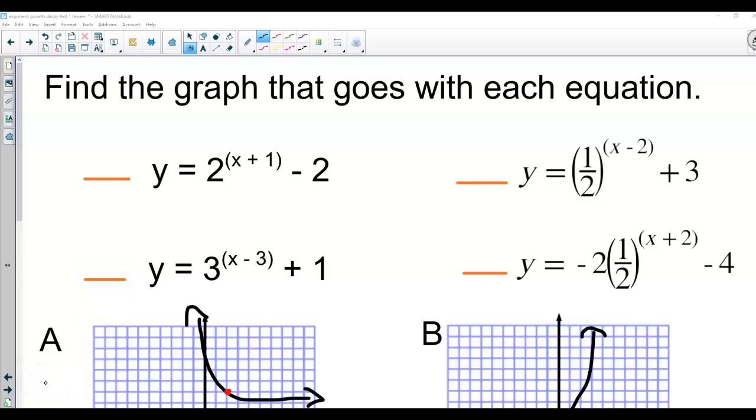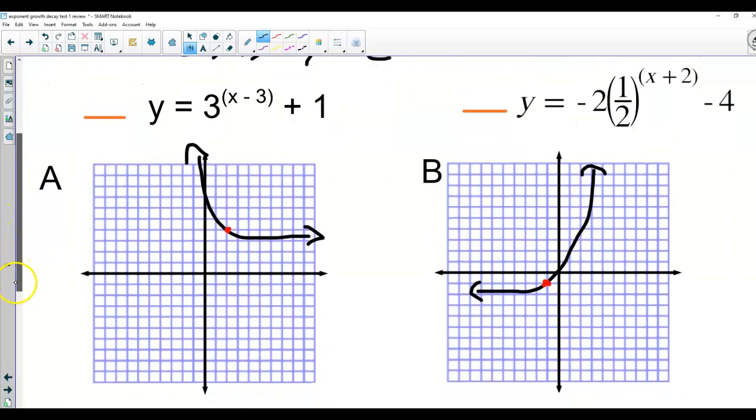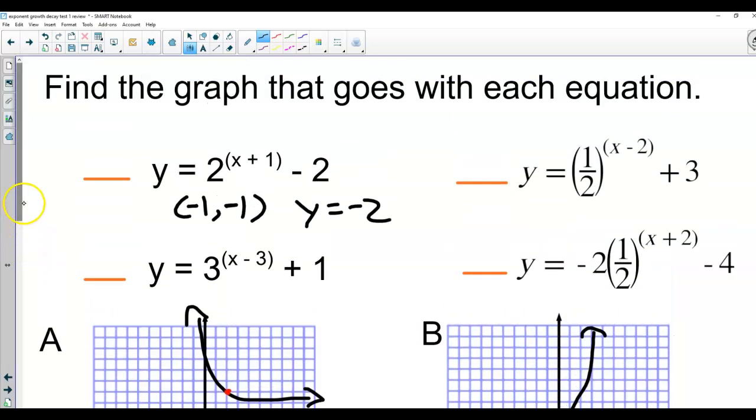Even though the bases here are numbers and not e's, if I put -1 in, 2 to the 0 is 1, 1 minus 2 is -1, and my horizontal asymptote is y equals -2. Which graph has -1, -1 on it? This one. And the asymptote is at -2. That's B.